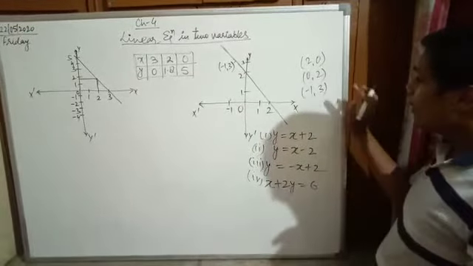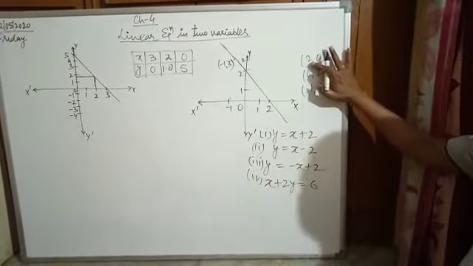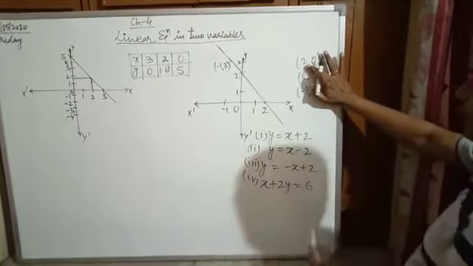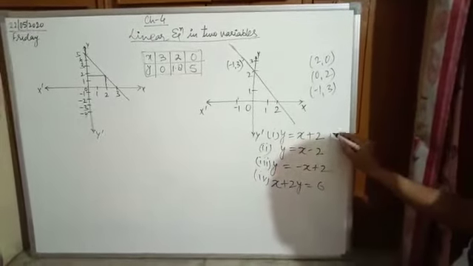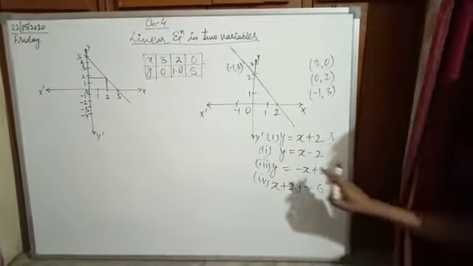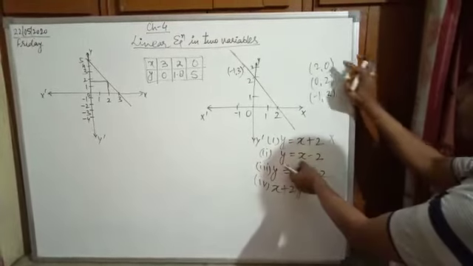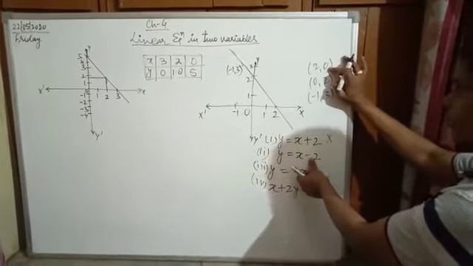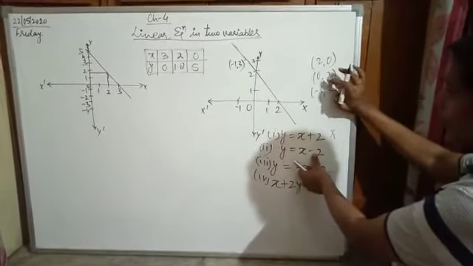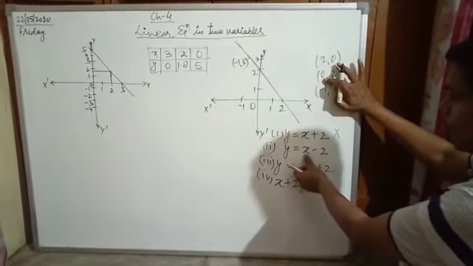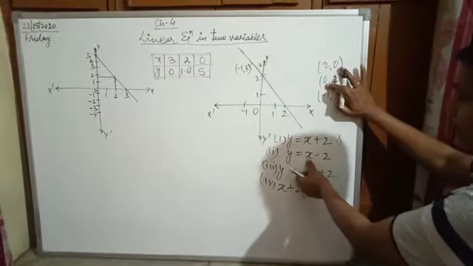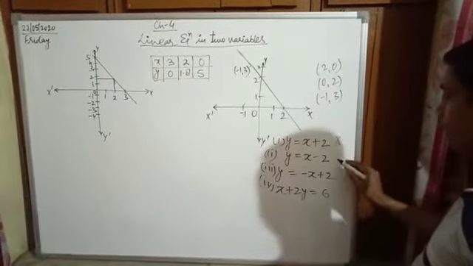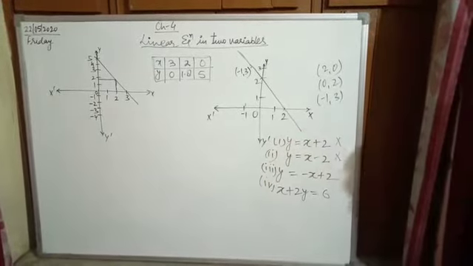If we take x is equal to 2, then y will be 4. The first coordinate does not satisfy the first equation, so it cannot be. Next, y is equal to x minus 2. If we take x is equal to 2, then 2 minus 2 is equal to 0. y must be 0. Correct? Secondly, if I take x is equal to 0, then y will be minus 2, but here it is 2. So this is also not the equation.